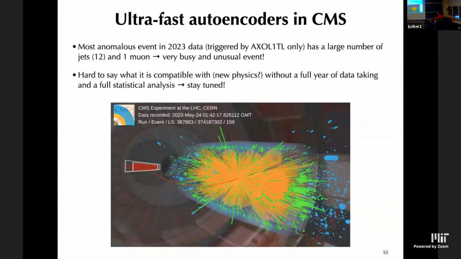So then finally, this is the most anomalous event in 2023 data, which would eventually be triggered by our anomaly detection trigger, which, by the way, we called Accelerator. And it would be triggered by this and not by the other triggers. So it's really exclusive. It has a large number of jets, 12, and 1 muon. So it's a very busy and unusual event. It's hard to say if it is compatible with new physics without a full year of data taking and the full statistical analysis. So we'll see by the end of this year once we actually do that.